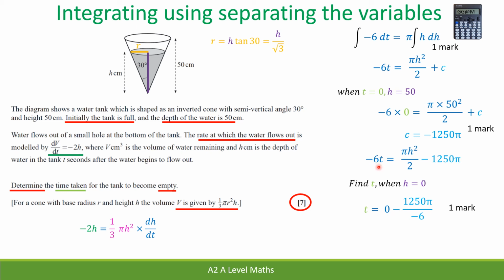So to get t on its own, I'm going to divide by minus 6. So I've got to divide my minus 1,250 pi by negative 6. The two negatives become positive. And if you cancel that fraction down, for your last mark, you will get 625 pi over 3. The answer is given in exact form, so make sure you write your answer in exact form.